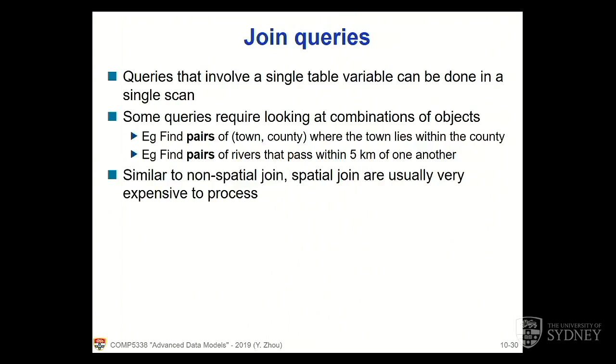Okay, join queries. A join query in any context is very, very complicated, and usually, if possible, we try to avoid it. But as a system designer or implementer, you still need to provide such functionality, though you always warn the users to try not to use it. So we do have spatial joins as well.